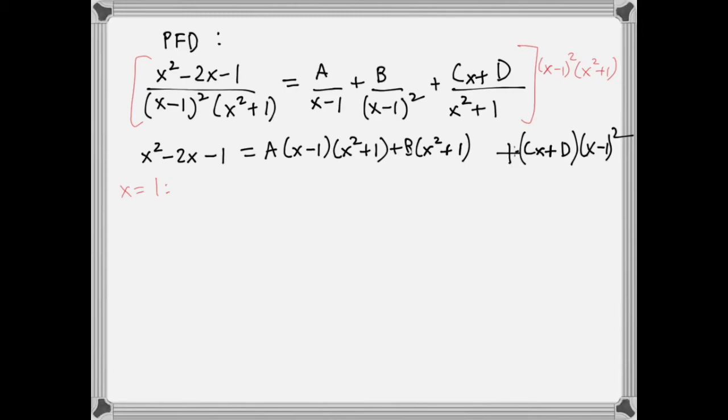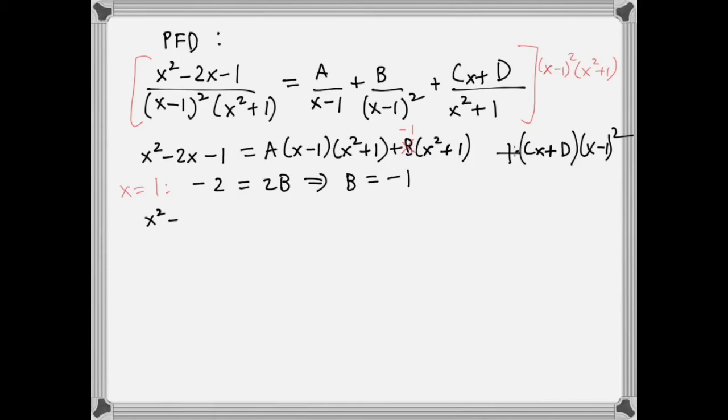Okay, so if we plug in x equals 1, on the left we get 1 minus 2 minus 1, that's negative 2. And on the right, if we plug in a 1, we end up with 2B, which gives us B is negative 1. Unfortunately, that is all we can use the shortcut for, but hey, at least it's something. So I can replace that with a negative 1.